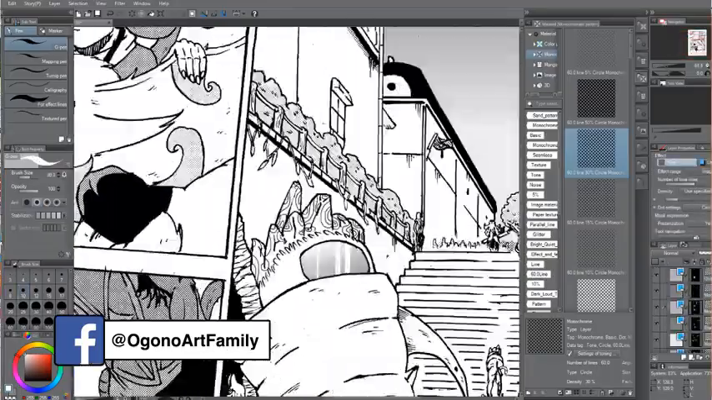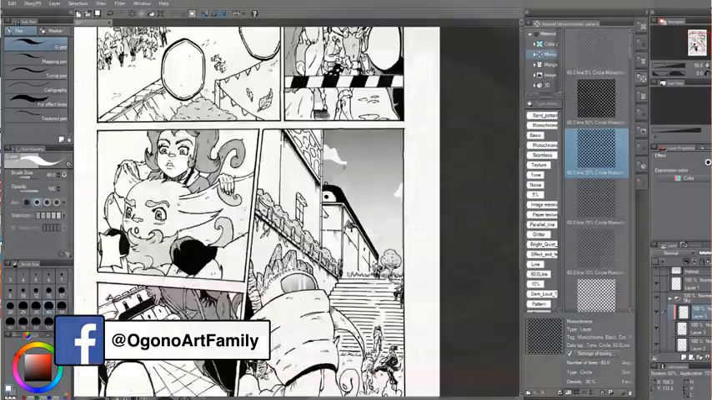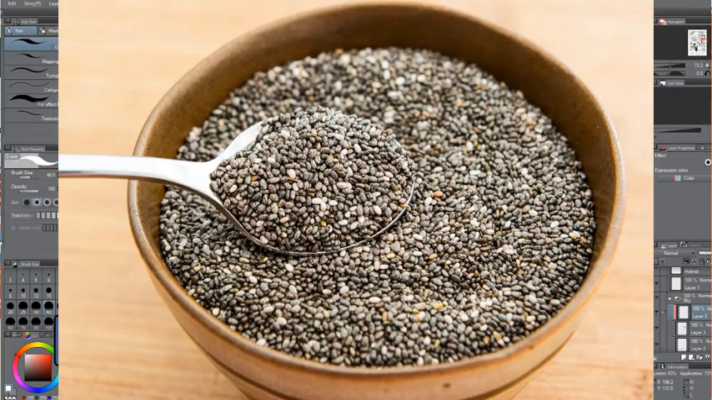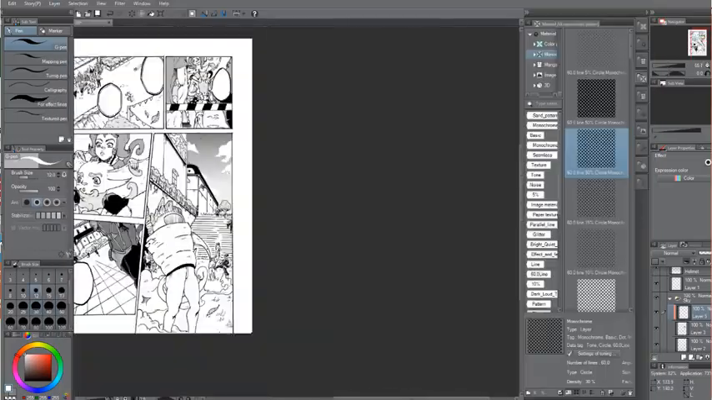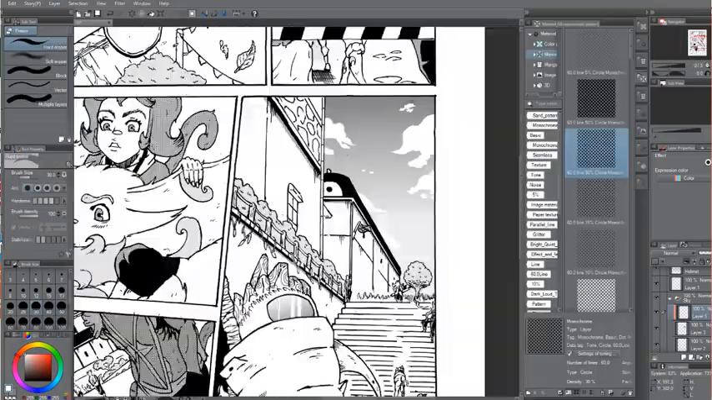Every morning I drink a smoothie and add about 2 teaspoons of chia seeds, and chia seeds are packed with omega-3s. What omega-3s can help you with is memory improvement, concentration, etc. Chia seeds are also packed with protein.